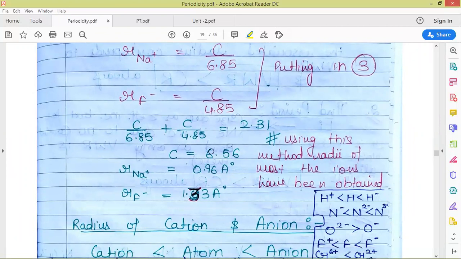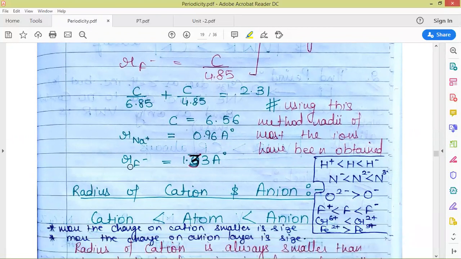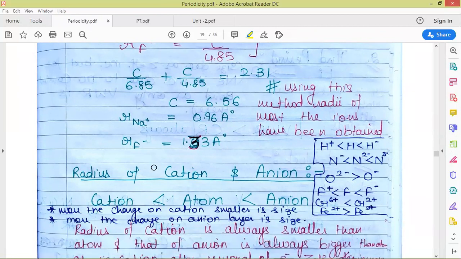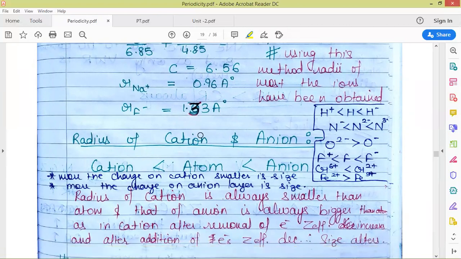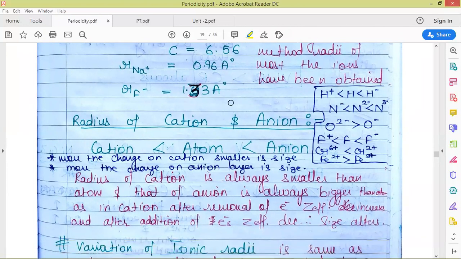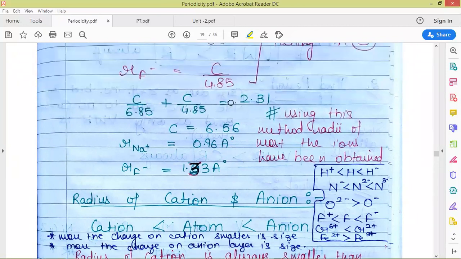Based upon the value of C, now we can calculate, putting the value of C in both these equations, the radius of the sodium ion and the radius of the fluoride ion. From here, the radius came out to be 0.96 angstrom for sodium, and for the fluoride ion, it came out to be 1.33 angstrom. So using this method, we can calculate the radius of cation and anion.